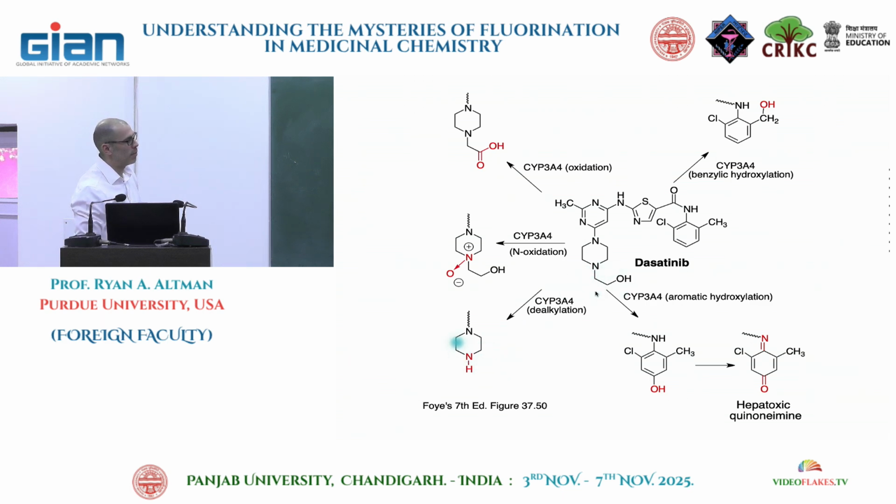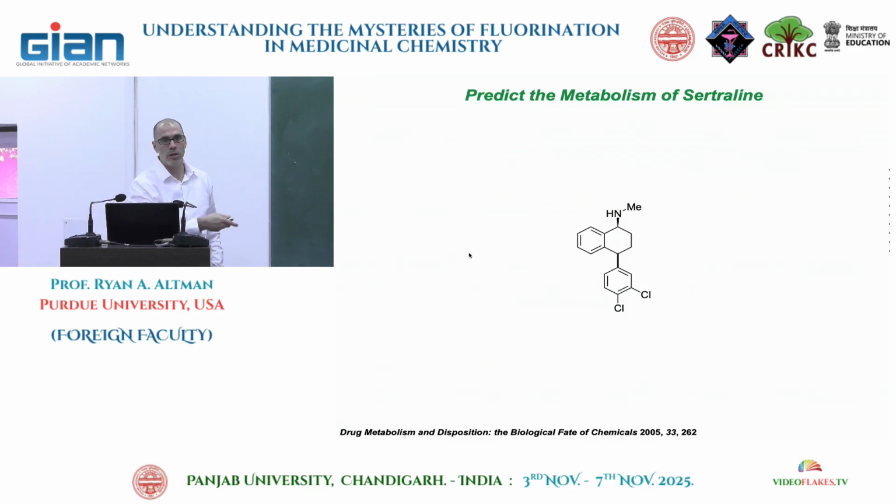N-dealkylation can occur. You get a metabolite like this. You can also get some N-oxidation. There's a nucleophilic lone pair of electrons. Certain P450s will do that transformation too. Not one of the main ones we covered, but it still happens. So hopefully these are some of the metabolites you might have drawn on your own for homework.